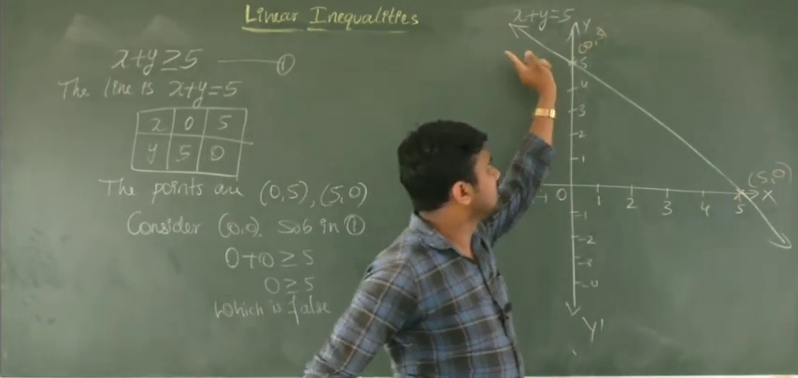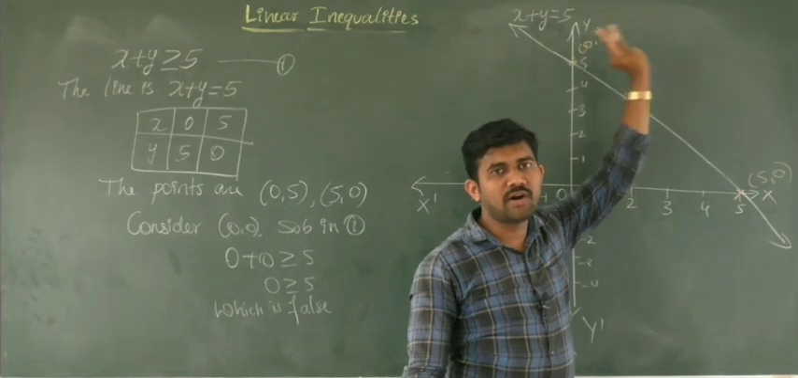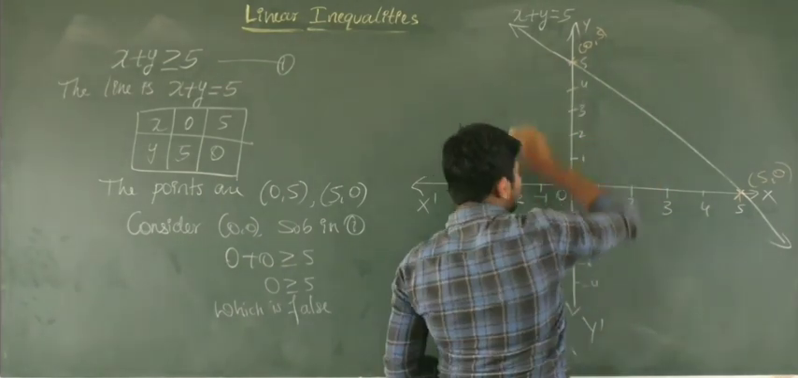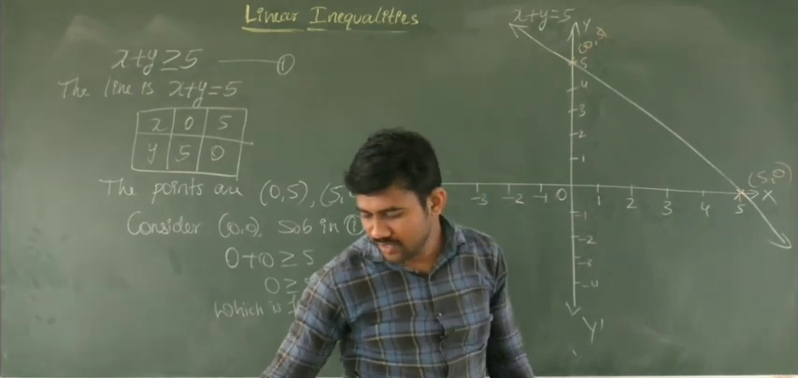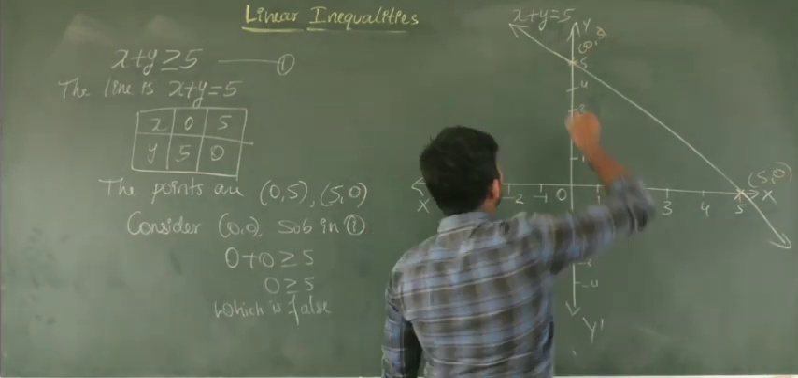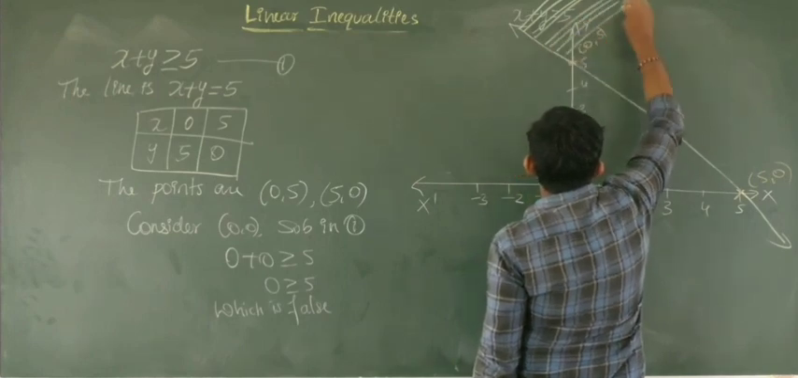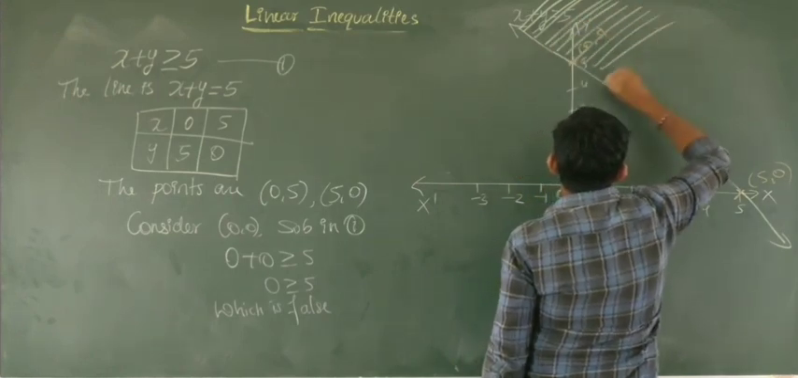So the solution region is in the opposite half plane, or we can say in the upper half plane. Where does the solution region exist here? The solution region exists in the upper half plane. So shade the region here. You have to shade this region.